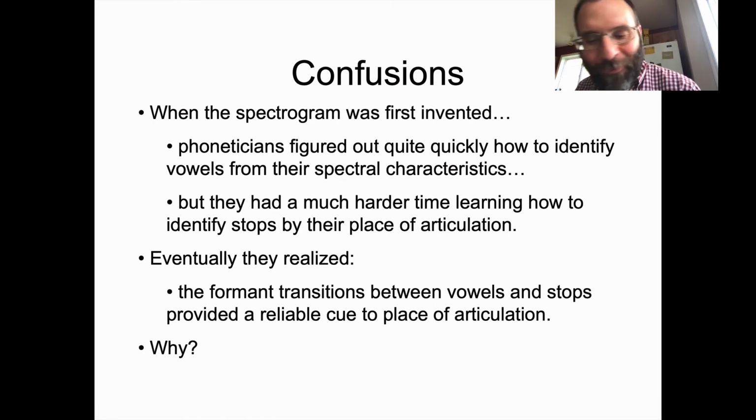I've got this question here, why? I will let you think about this question for about 5 or 10 seconds. Why might these changes be important? What could they possibly signal to us if we're listening to speech? How are they produced is one way to think about that. And maybe you can compare how you might get formant transitions as opposed to how you might get the formant values for vowels specifically.